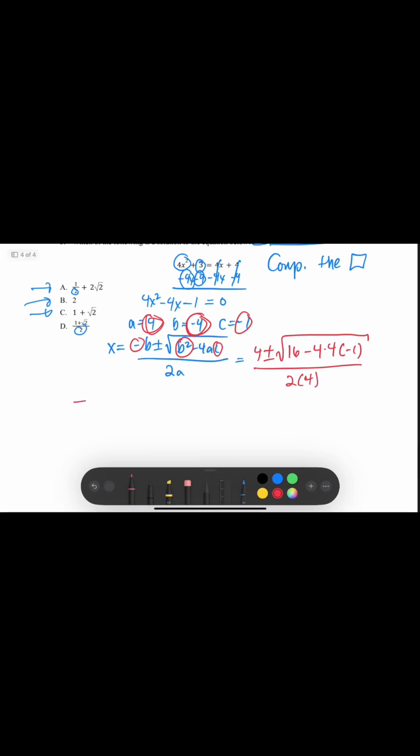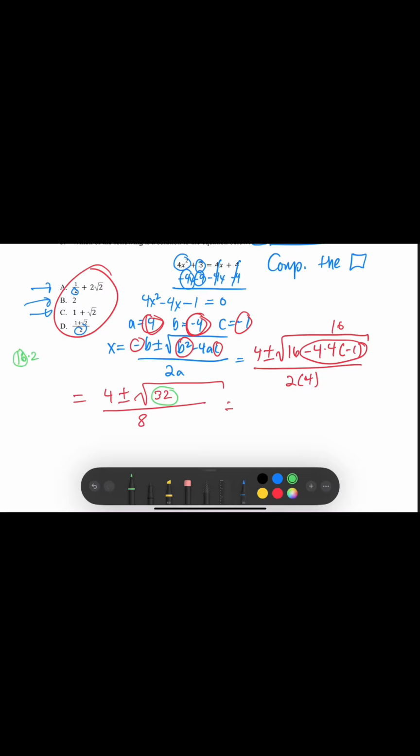So here I'm going to simplify it. I'm going to get 4 plus or minus the square root. These three combined to a 16. 16 plus 16 is 32, divided by 8. Now, notice here how this is not in any of these formats, right? So what I'm going to try to do again is try to find a factor of 32 that's the biggest one where it's a perfect square. And it turns out that's 16 times 2.